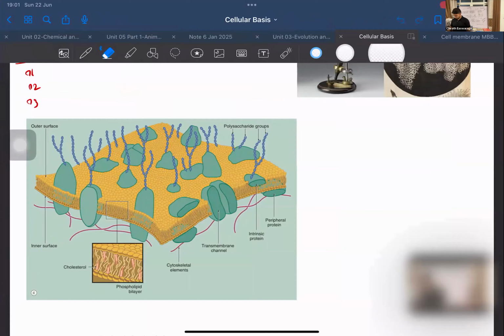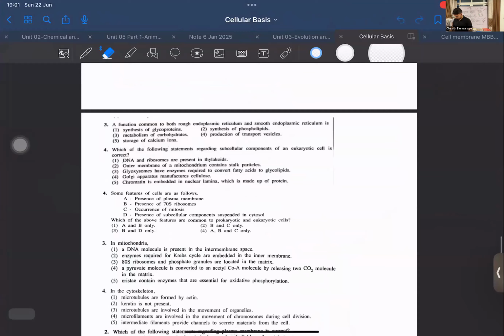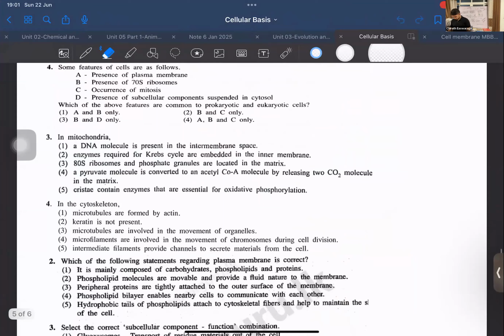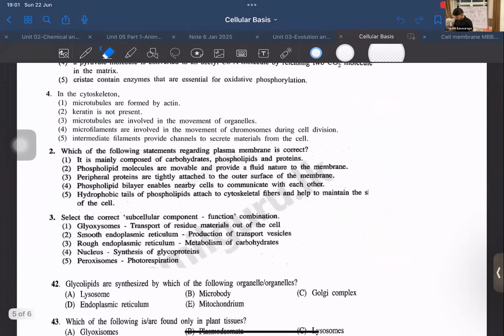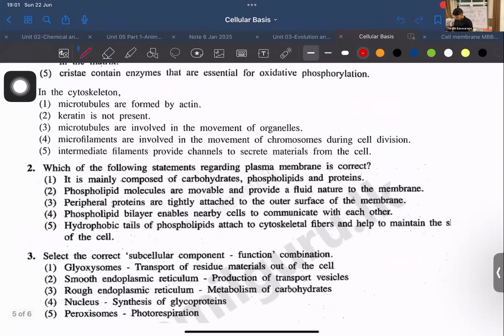Let's move on to do some MCQs. This MCQ, I need the answers in 2 minutes. Please do.